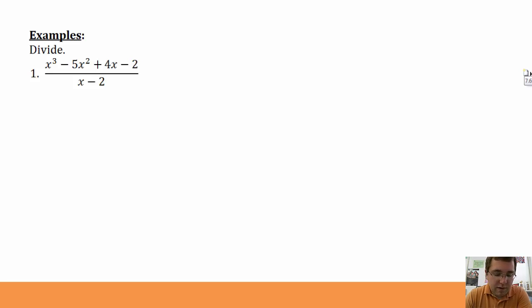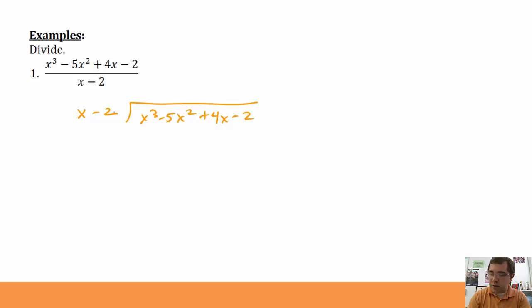So, for example, let's divide x cubed minus 5x squared plus 4x minus 2 by the polynomial x minus 2. We write the top one underneath the quotient symbol, x cubed minus 5x squared plus 4x minus 2. We write the bottom one outside. That's what we're dividing by. So that's the dividend underneath the quotient symbol and the divisor out front.